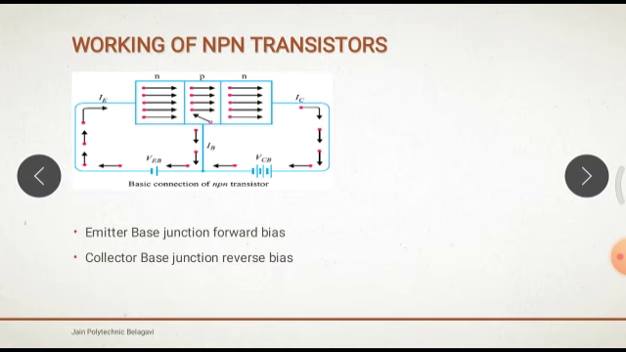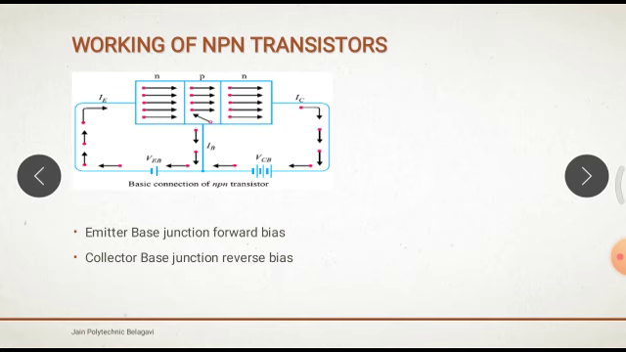What does the active region mean? See here, the emitter base junction should always be forward biased and the base collector junction should be reverse biased. That is the condition of the active region. Whenever we connect the transistor in the active region, the emitter base junction should be forward biased and the collector base junction reverse biased. At that time it works as an amplifier.